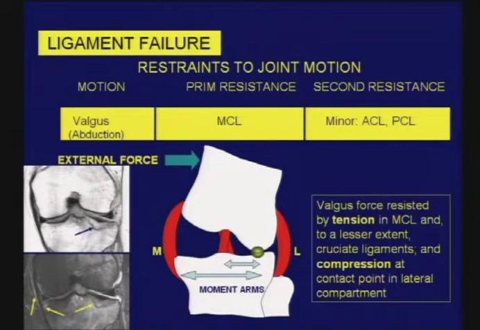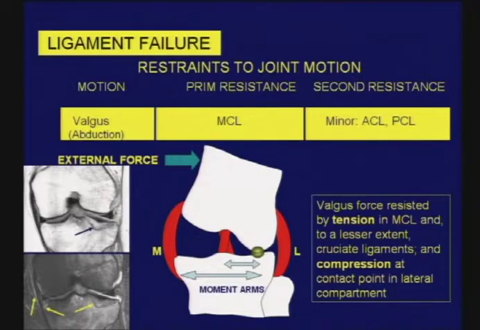To give you one idea how this works, let's take a very common motion that leads to injury of the knee, and that is a valgus motion, which some people would call abduction. As shown in the table, the primary restraint was listed as the medial collateral ligamentous complex, and the secondary restraints as one or both cruciate ligaments.